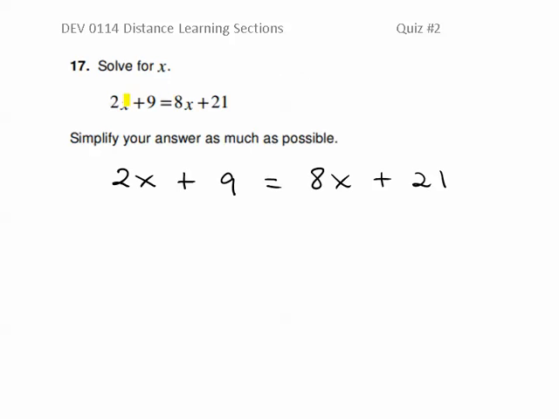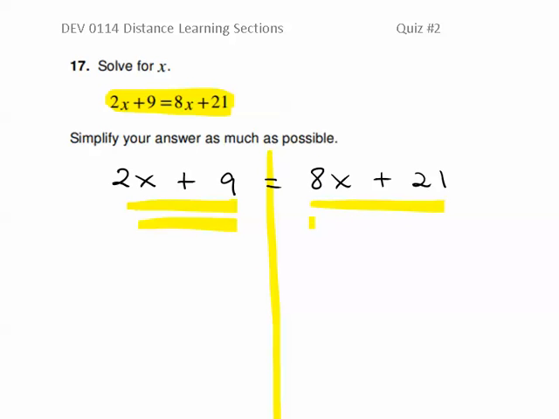Number 17 from quiz 2, we're going to solve the equation 2x plus 9 is equal to 8x plus 21. The first step in solving any equation is to completely simplify both sides. Well, if we look at the left-hand side, there's nothing we can do. And the same thing with the right-hand side, there is nothing we can do. So step 1 is already done.